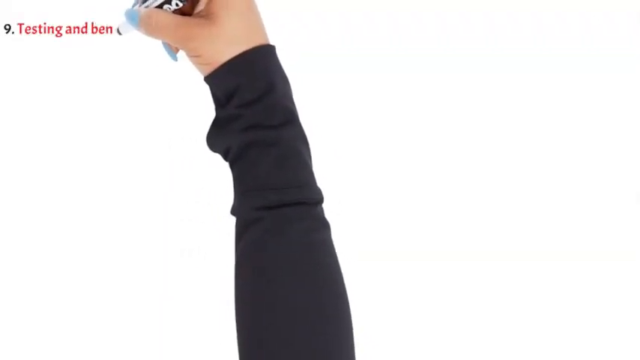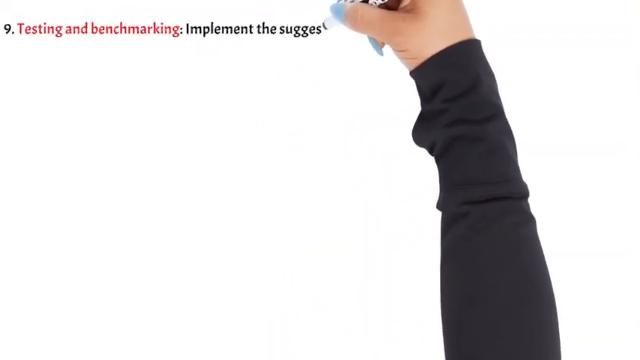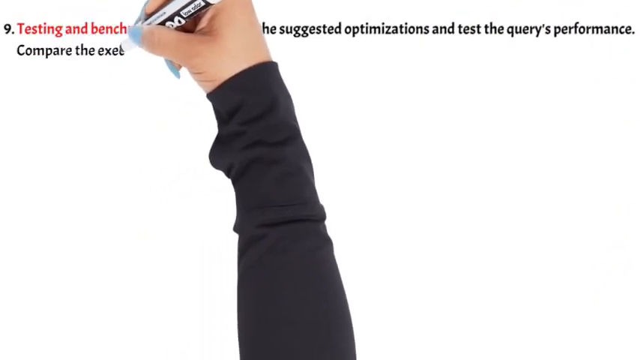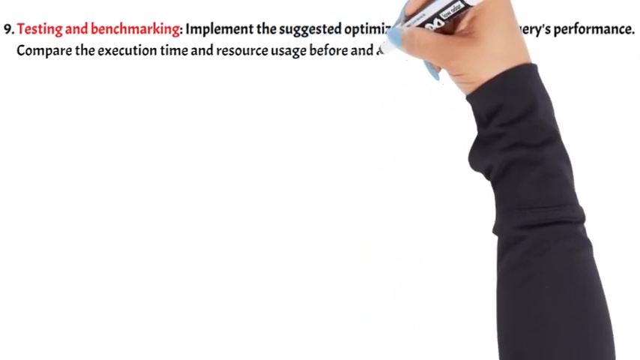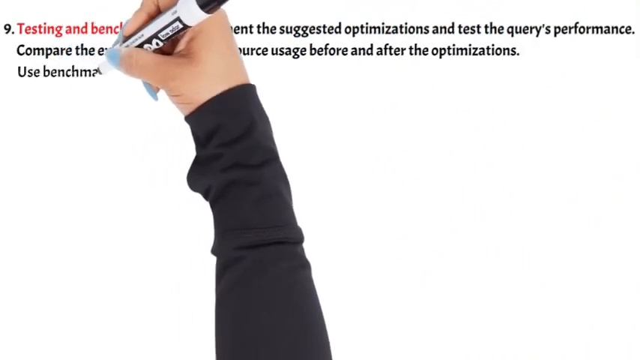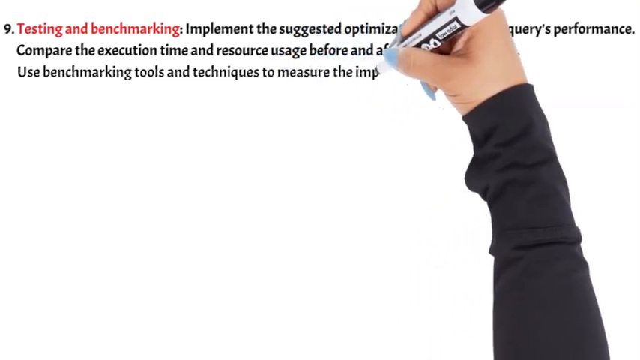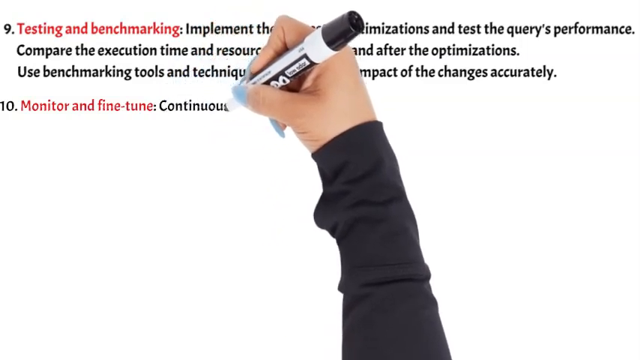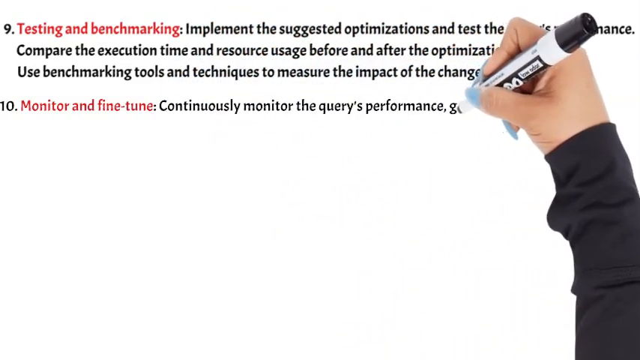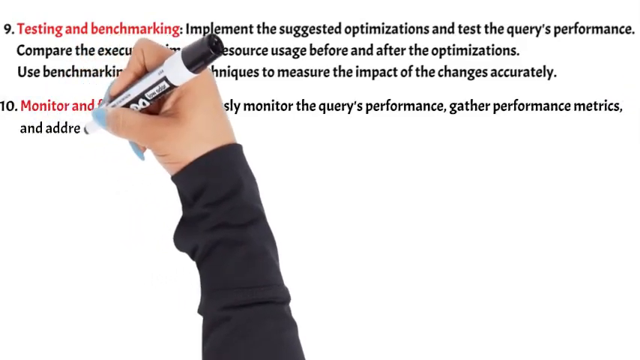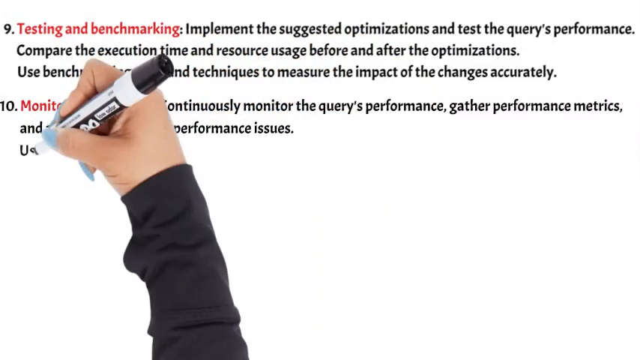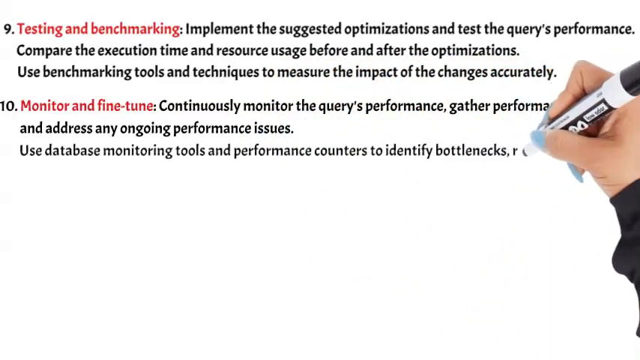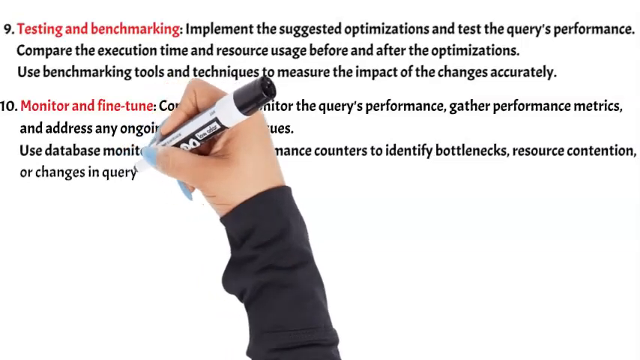9. Testing and benchmarking. Implement the suggested optimizations and test the query's performance. Compare the execution time and resource usage before and after the optimizations. Use benchmarking tools and techniques to measure the impact of the changes accurately. 10. Monitor and fine-tune. Continuously monitor the query's performance, gather performance metrics, and address any ongoing performance issues. Use database monitoring tools and performance counters to identify bottlenecks, resource contention, or changes in query behavior.